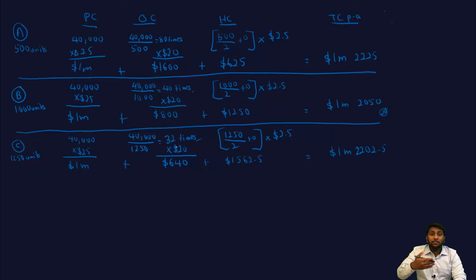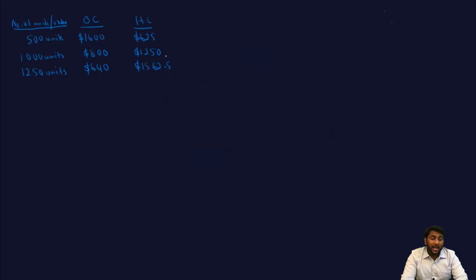So when you order more units, what will happen? Your ordering cost will decrease, because the number of times that you will have to place the order is getting decreased. But just because of that, you can't go and purchase all 40,000 units at once. From the other end, what's happening to the holding cost? Holding cost is increasing. Why is that?